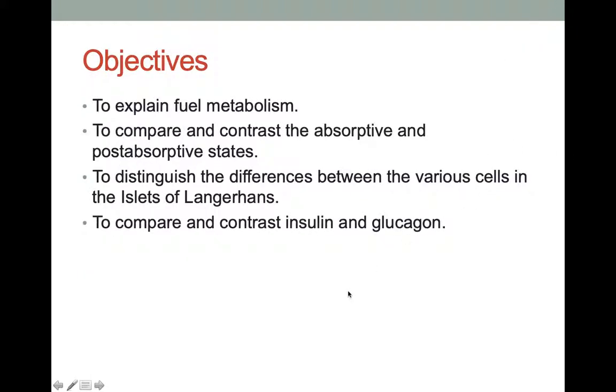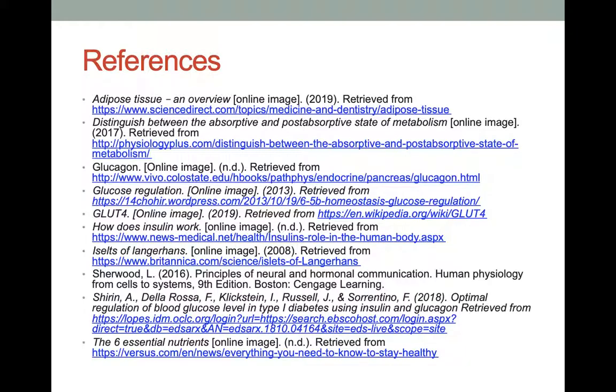So if we look at our objectives again, our goal was to explain fuel metabolism. Number two, we wanted to compare and contrast the absorptive and post-absorptive states. Next, we wanted to distinguish the difference between the various cells in the islet of Langerhans, and then compare and contrast insulin and glucagon. I think we did a fairly good job at that, and here are my references, and thank you for listening.